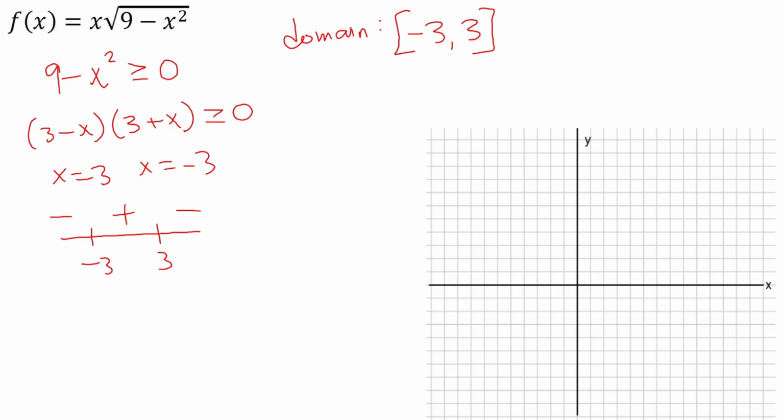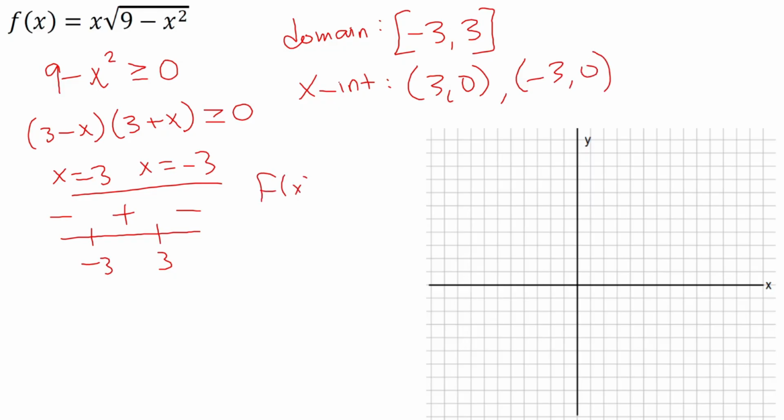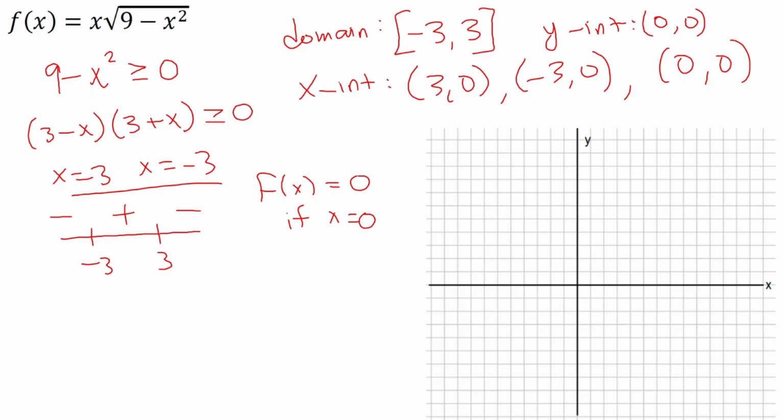So now we'll look for our x and our y intercepts. We'll start with x intercepts. That'll be when this is equal to 0. Well, we just found that the root 9 minus x squared part equals 0 when x is 3 and negative 3. So that's 2 x intercepts, (3, 0) and (negative 3, 0). And then also, f of x equals 0 if x equals 0. So that'll be a third x intercept. And it also happens to be the y-intercept, right? Because a y-intercept of (0, 0) will always match up when you have an x-intercept of (0, 0). So we'll plot those points.